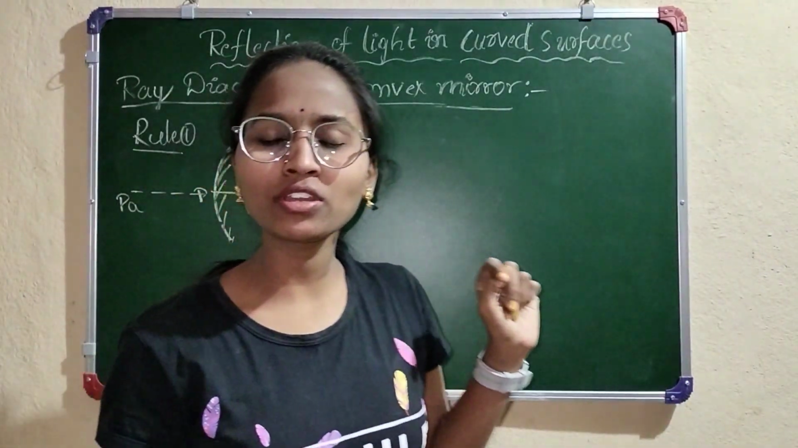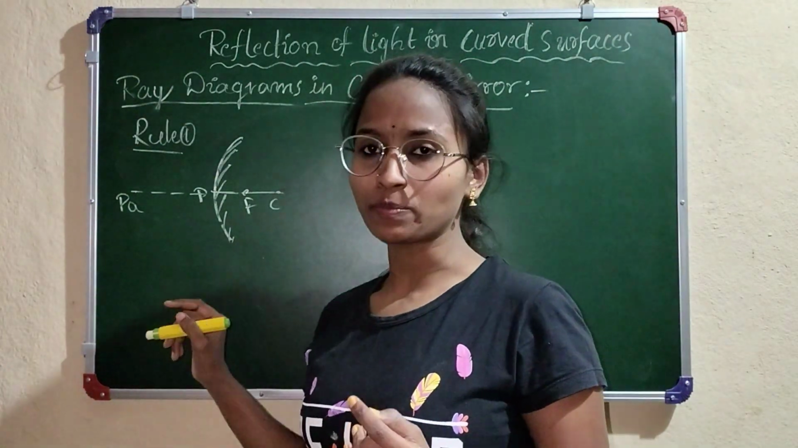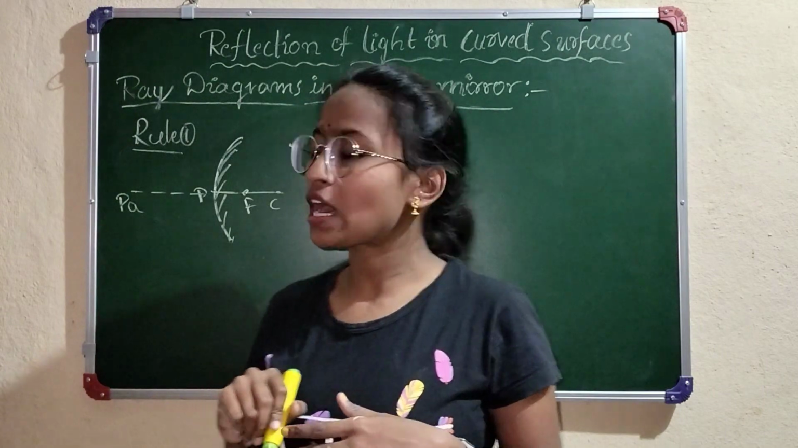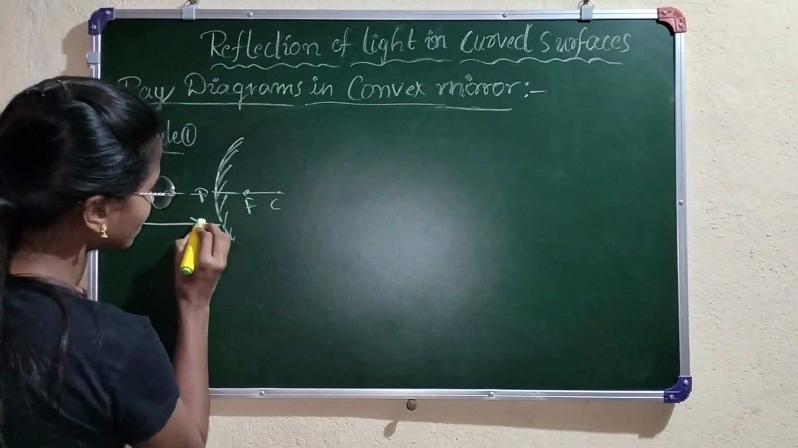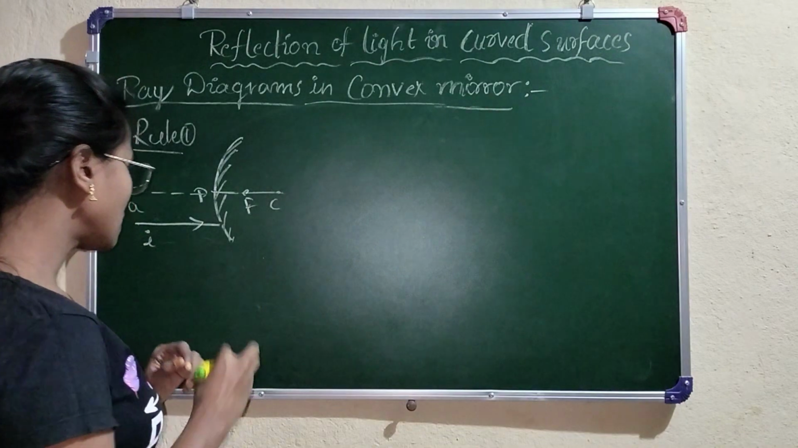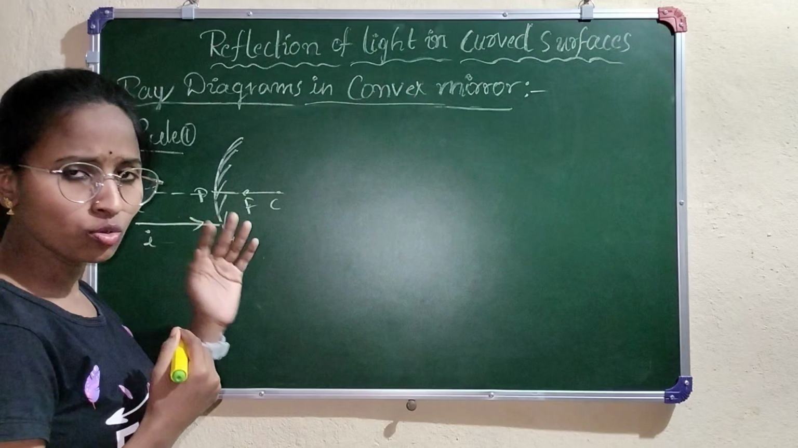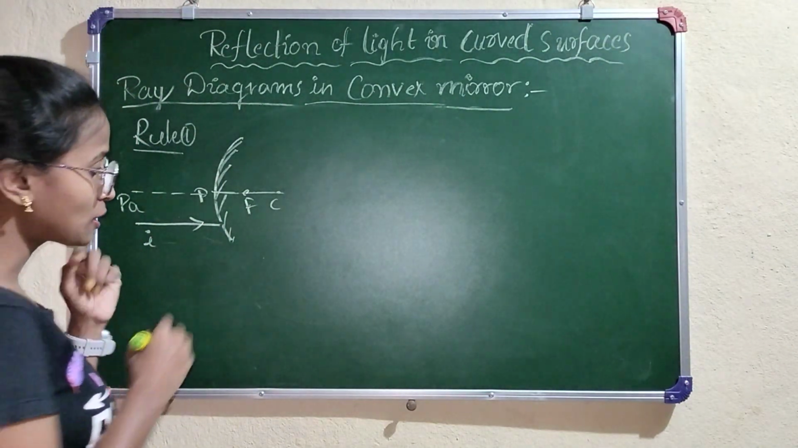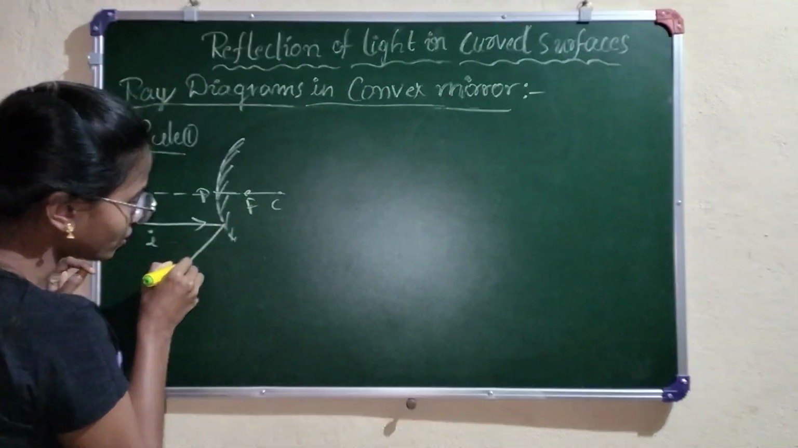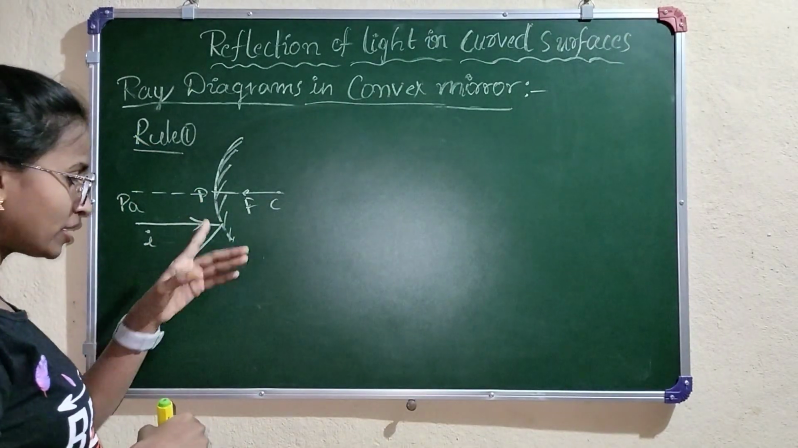So what is our first rule? If the incident ray passes parallel to the principal axis to the convex mirror, suppose I am taking this parallel incident ray, it can also be taken up or down, no problem. If it passes parallel to the principal axis, we already know this is a diverging mirror, so it will diverge the light like this. It will not converge inside. It will diverge to the other side.